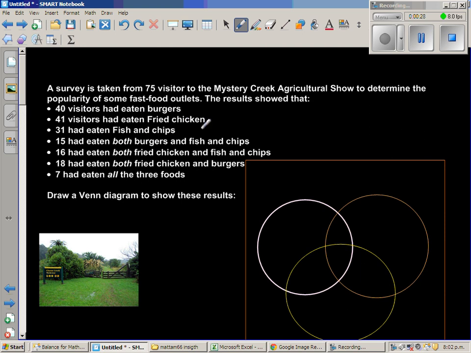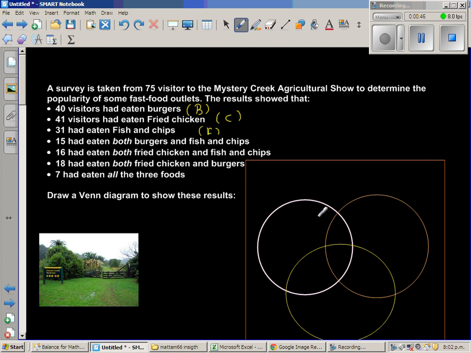So 40 visitors ate burgers. So I'll write B for burgers. Okay. 41 visitors ate fried chicken. So I'll write C for chicken. And 31 ate fish and chips. So F for fish and chips.